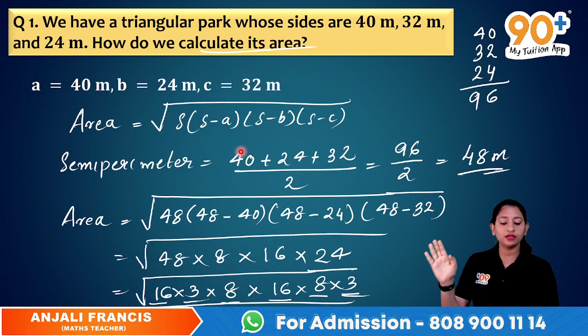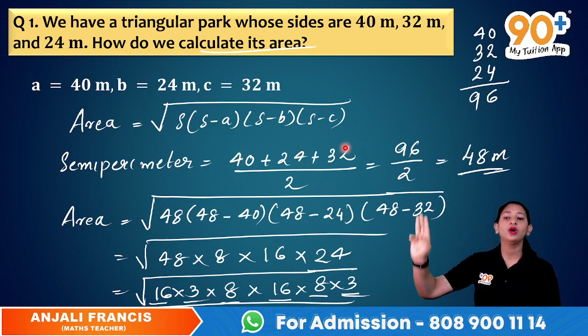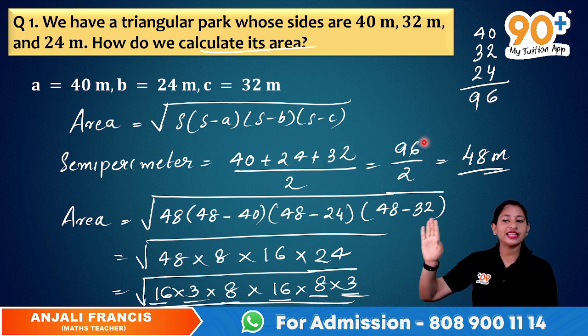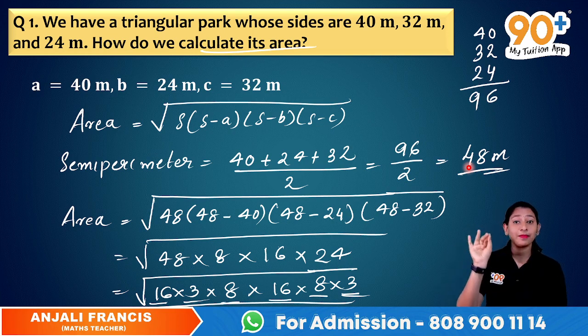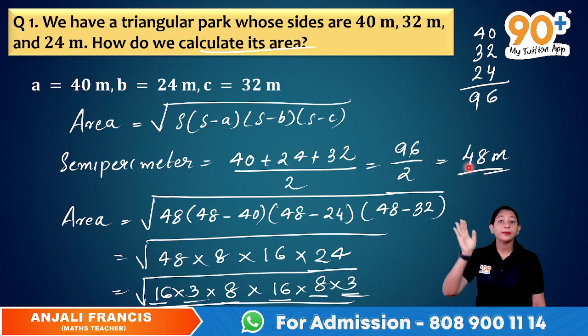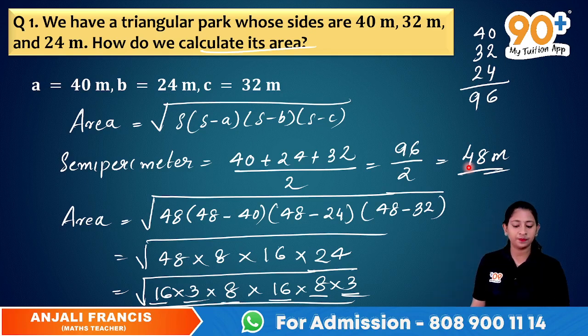S, we have already been given the three sides: 40 plus 24 plus 32, whole divided by 2. We will get the answer as 96 by 2, which is equal to 48 meter. Okay, so this is the semi-perimeter, not the perimeter, semi-perimeter. Everyone should remember, it is not the perimeter, it is the semi-perimeter. So 96 by 2 is equal to 48 meter.